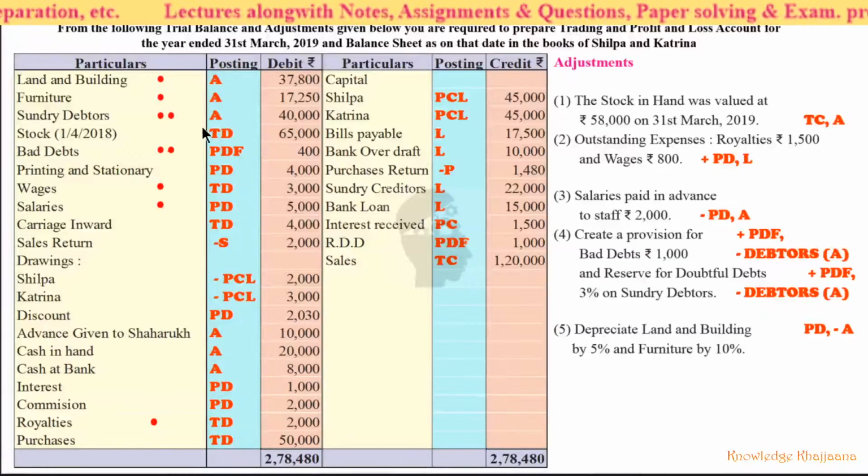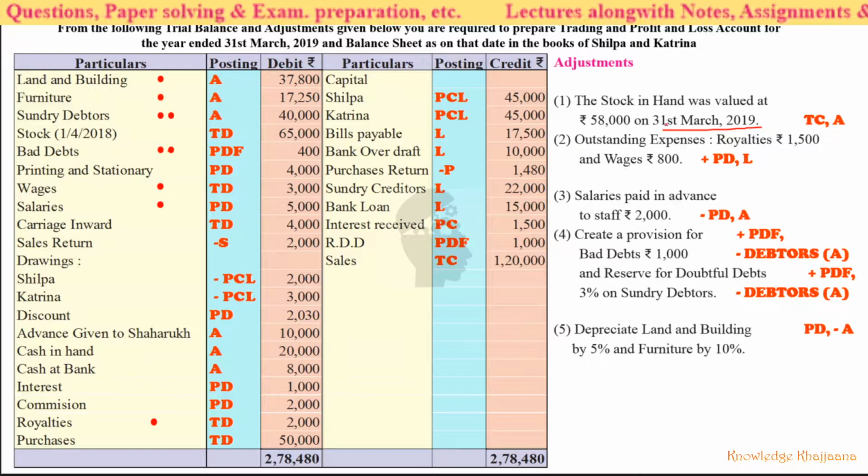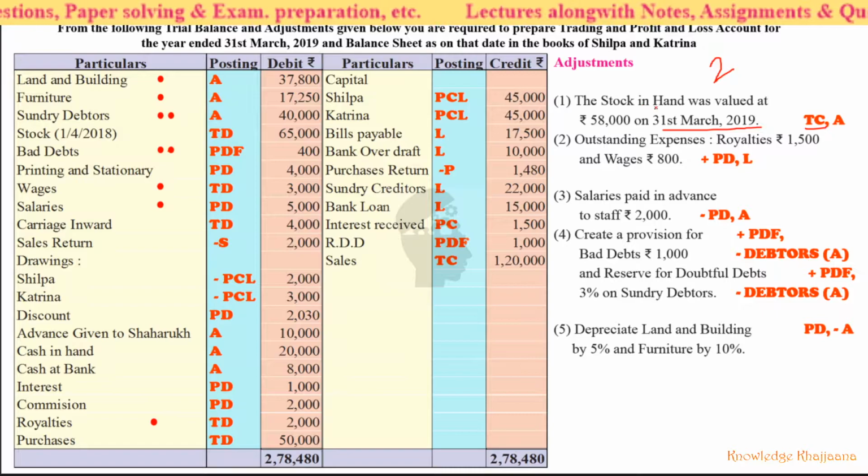Okay. Now let's see the effects of the different adjustments. What is the first adjustment? The stock in hand was valued at rupees 58,000 on 31st March 2019. It is the stock on the last day of the financial statement being prepared, so it is a closing stock. The closing stock is recorded in the trading account credit side. Its second effect is recorded on the asset side as a closing stock, that is a current asset. All the adjustments have two effects.